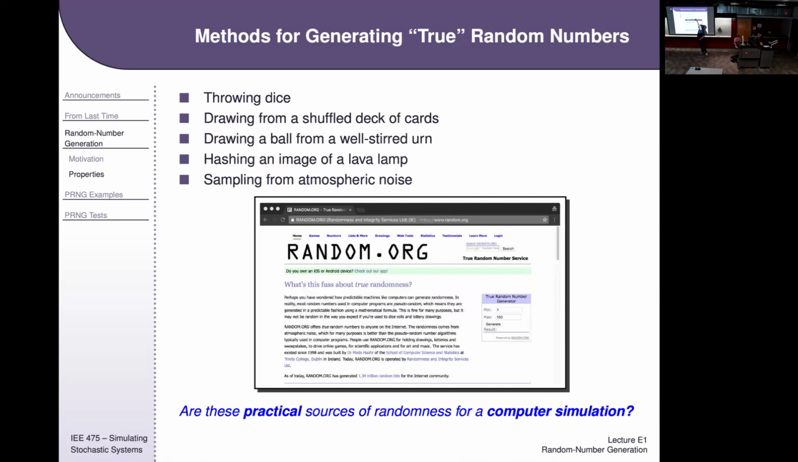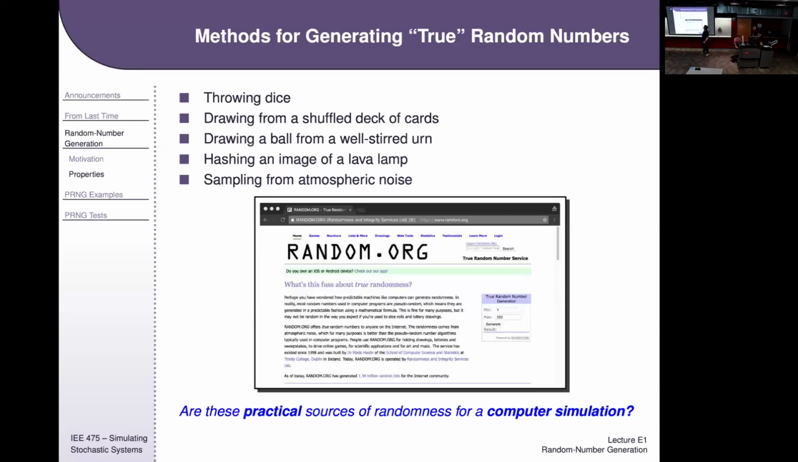Another similar idea is sampling from atmospheric noise. Random.org does that. They basically have weather sensors out there. They can take a very precise reading of a barometer in different places, add those things together, generate numbers that way, and that ends up giving you a pretty good and truly random number.